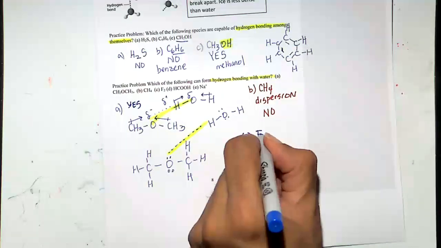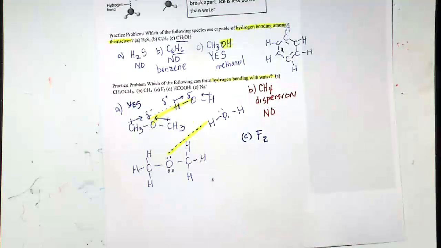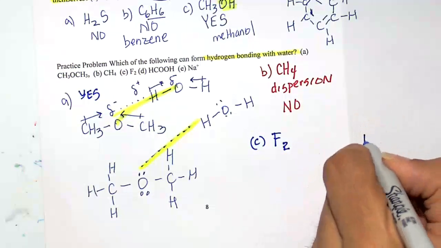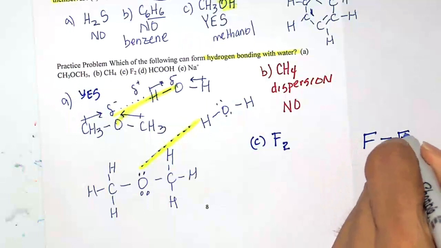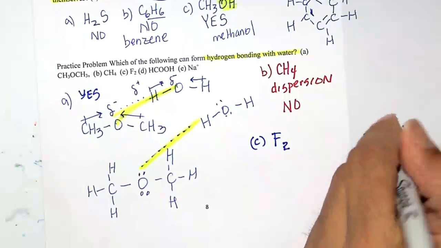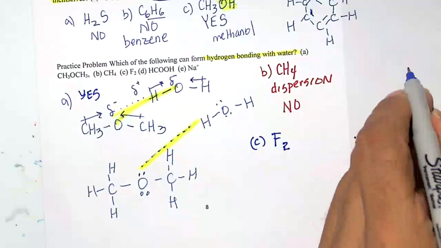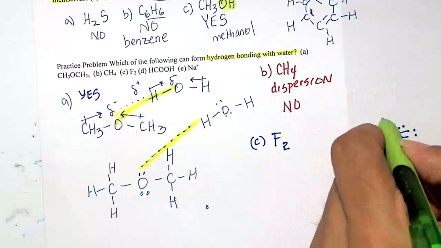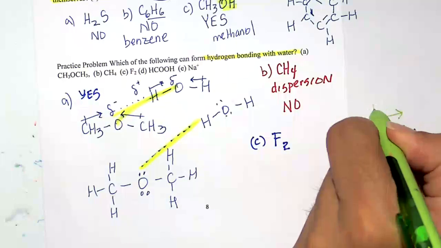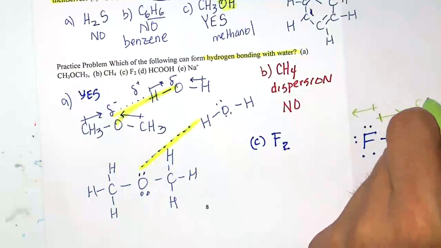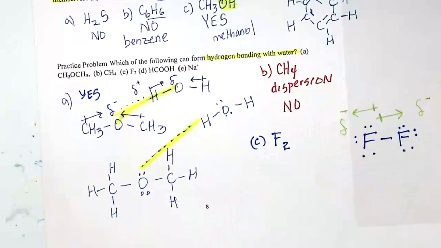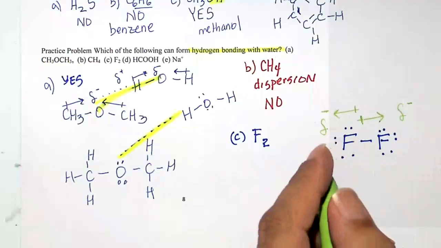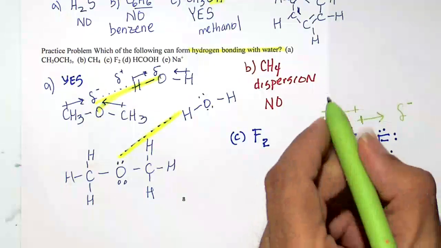What about part C, F2? This is a trick question. F2, can it hydrogen bond to water? Okay, draw the Lewis structure. What does the Lewis structure tell you? So drawing the Lewis structure of F2, what does that tell you? F2, is it polar or nonpolar?